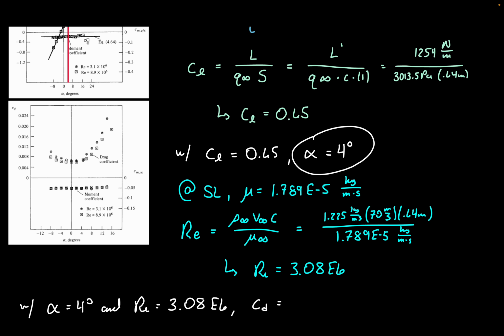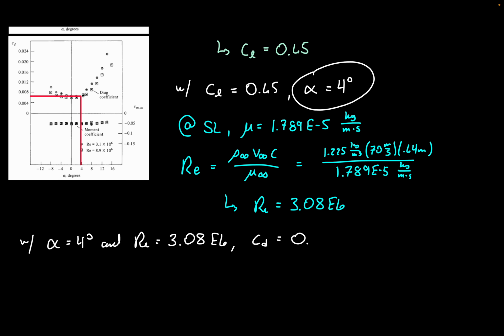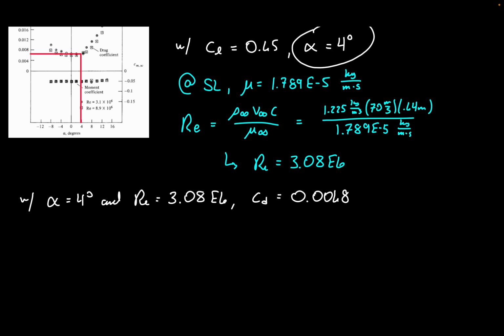So let's take our red line here, and we'll start at an alpha, or angle of attack, of 4, and we'll go up to the circle lines approximately. And then we'll essentially just draw a line over to get our CD, which looks like it's about 0.0068. Okay, so now that we have all of our values, we can solve for the drag per unit span.